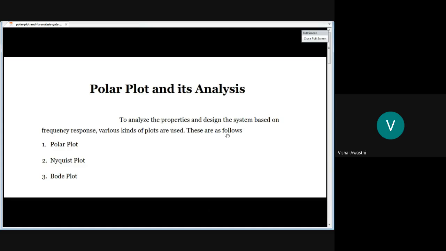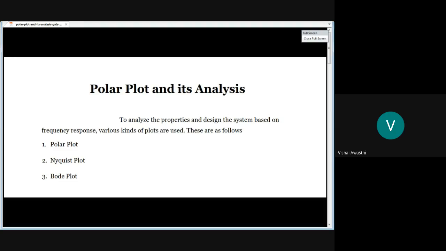Okay, so today's class topic is polar plot and its analysis. Till now we have covered the Bode plot, and we have also done the stability concept through root locus. Now, to analyze the properties and design the system, we have two more plots based on frequency response. One is the polar plot and the other one is the Nyquist plot.